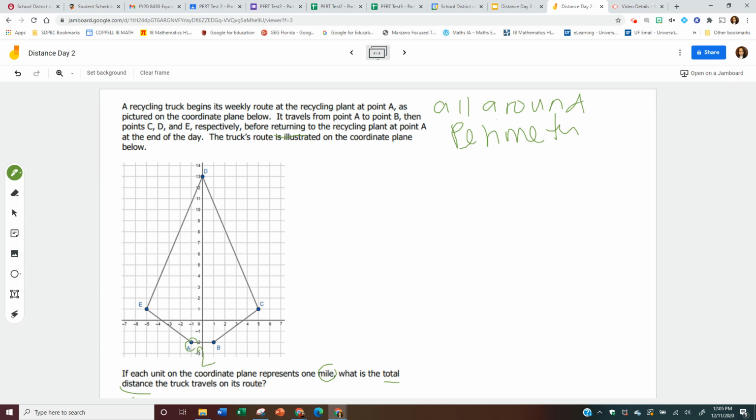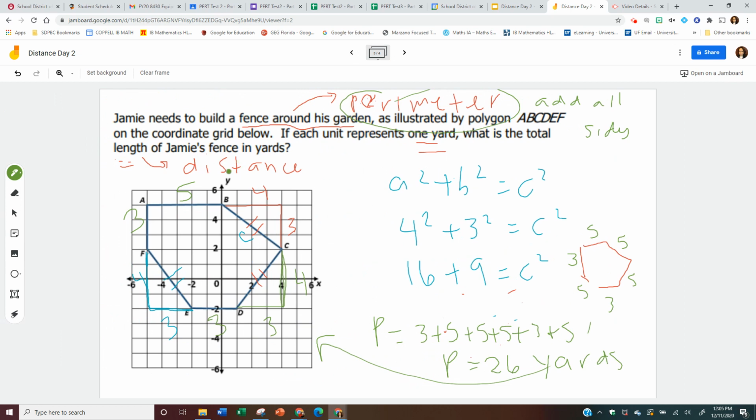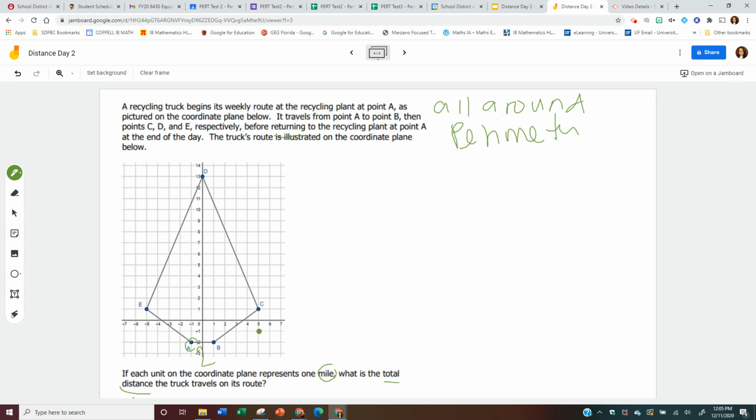For the remaining sides, right, it's like BC and CD and so forth, I'm going to have to do the distance formula. Just because of the way that this shape looks, it almost looks like to me like BC and AE are congruent or equal to each other. Do you remember how here, all the sides came out to 5, and the reason why I knew that was because when I counted up and down, it all came out to 4 and 3, 4 and 3, 4 and 3.